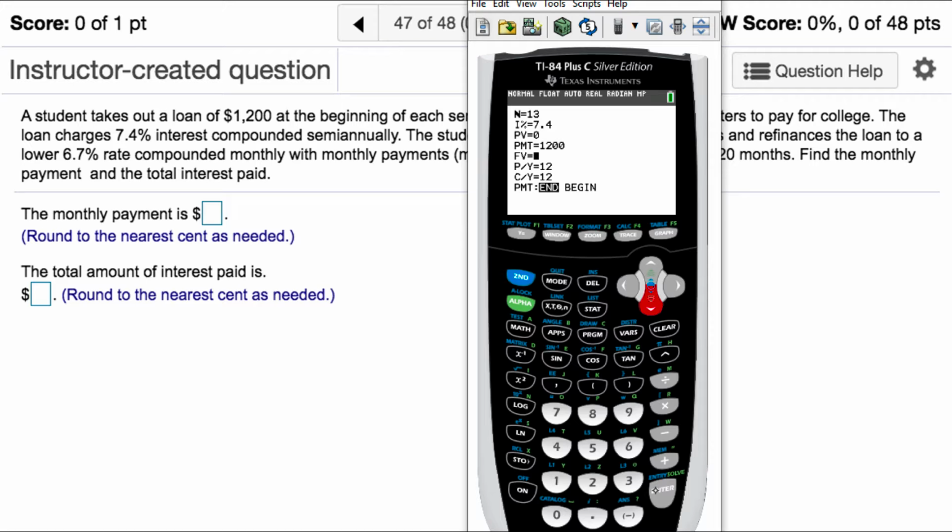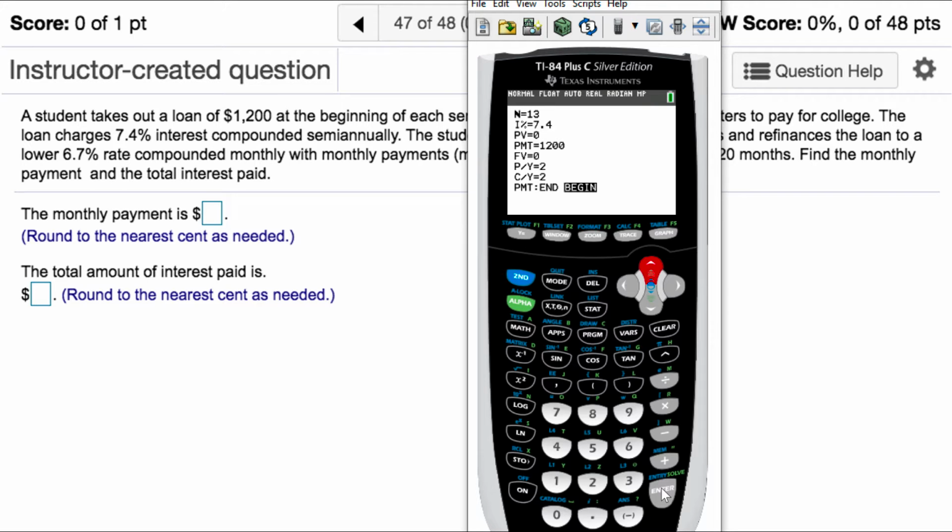And then let's go down to payments per year and compounds per year. Interest is compounded semi-annually, and the student is getting the money at the beginning of each semester. So that's 2 payments per year and also 2 compounds per year. Now, it does say the $1,200 is taken out at the beginning of each semester, so we need to change the payment to begin, because you need to pay for school at the beginning of the semester rather than at the end of the semester. So what we're trying to find here is the future value.